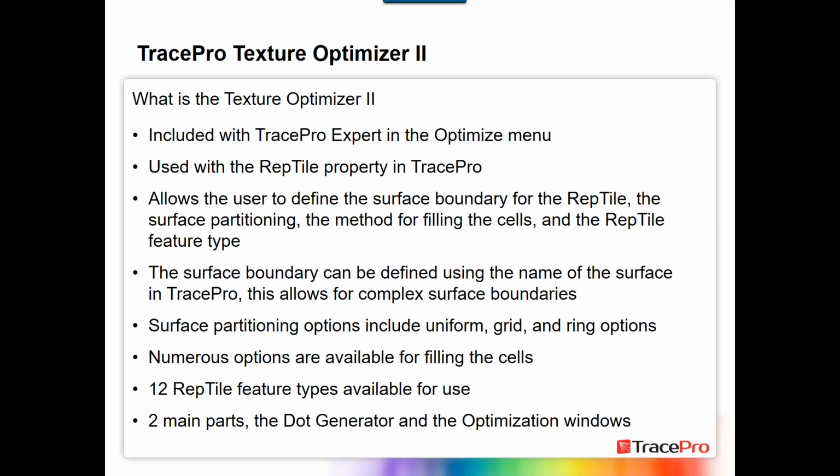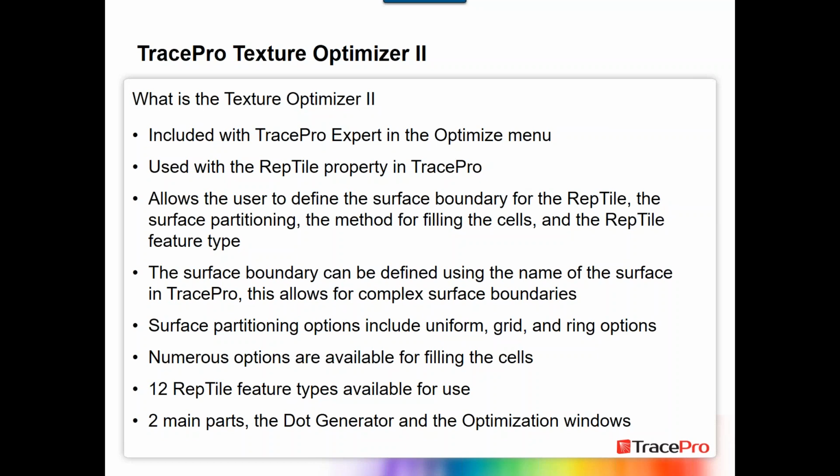The surface boundary can be defined using the name of a surface in TracePro. So this allows for complex surface boundary shapes. We're not limited to just a rectangle or a circle. And the example I'll show you has a somewhat complex shape. The surface partitioning options include uniform, grid, and ring. There are also numerous options for filling the cells, and that's how we distribute those RepTile features within the cells. And currently we have 12 different RepTile features available for use in the Optimizer.